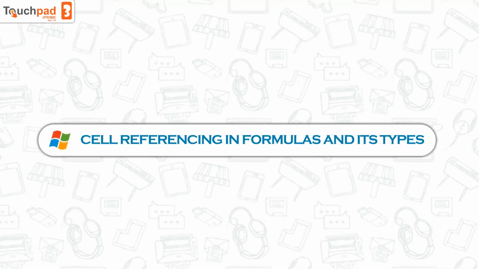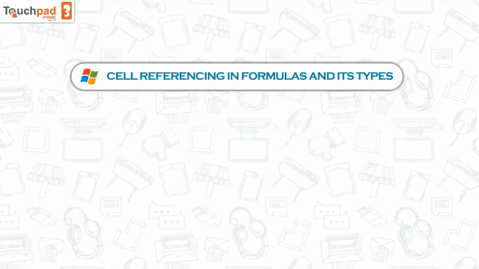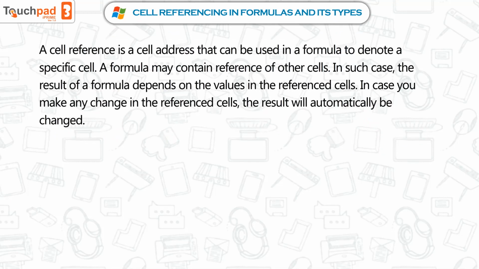Cell referencing in formulas and its types. A cell reference is a cell address that can be used in a formula to denote a specific cell. A formula may contain reference of other cells. In such case, the result of a formula depends on the values in the referenced cells. In case you make any change in the referenced cells, the result will automatically be changed.